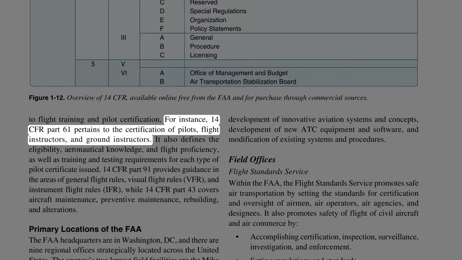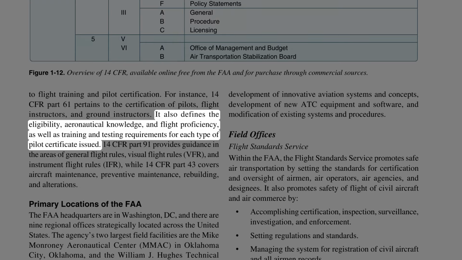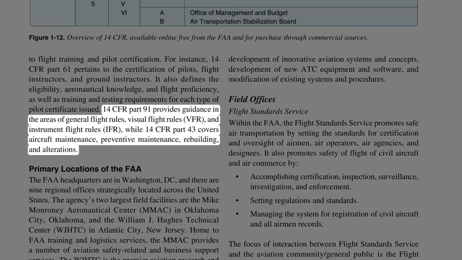For instance, 14 CFR Part 61 pertains to the certification of pilots, flight instructors, and ground instructors. It also defines the eligibility, aeronautical knowledge, and flight proficiency, as well as training and testing requirements for each type of pilot certificate issued. 14 CFR Part 91 provides guidance in the areas of General Flight Rules, Visual Flight Rules (VFR), and Instrument Flight Rules (IFR), while 14 CFR Part 43 covers aircraft maintenance, preventive maintenance, rebuilding, and alterations.